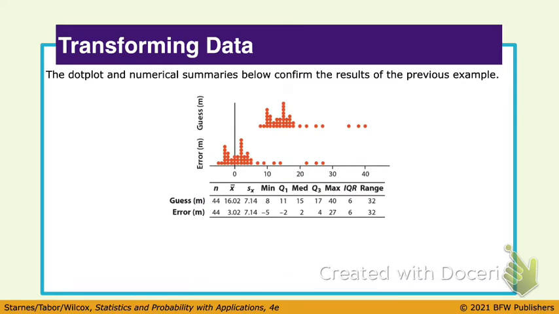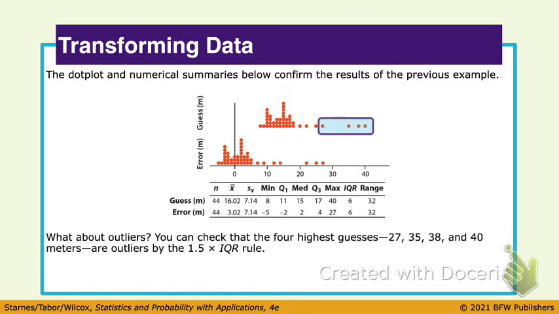And here we have a picture and the summary statistics to confirm that we got our answers correctly. So what about the outliers? If I have outliers, which I can find by using the 1.5 IQR rule, I do have 4 confirmed outliers: 27, 35, 38, and 40.